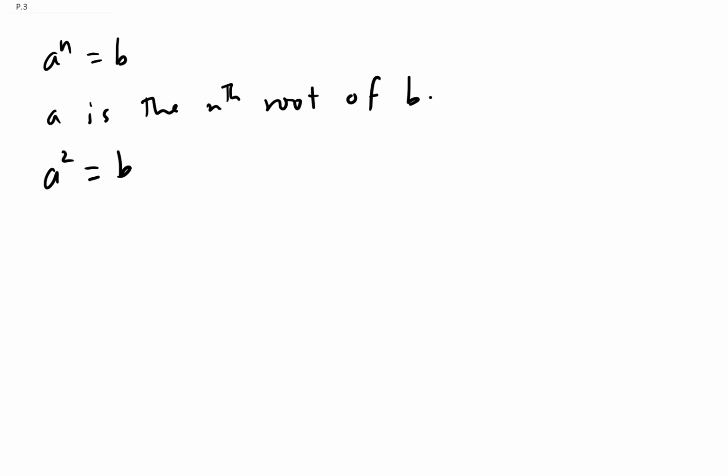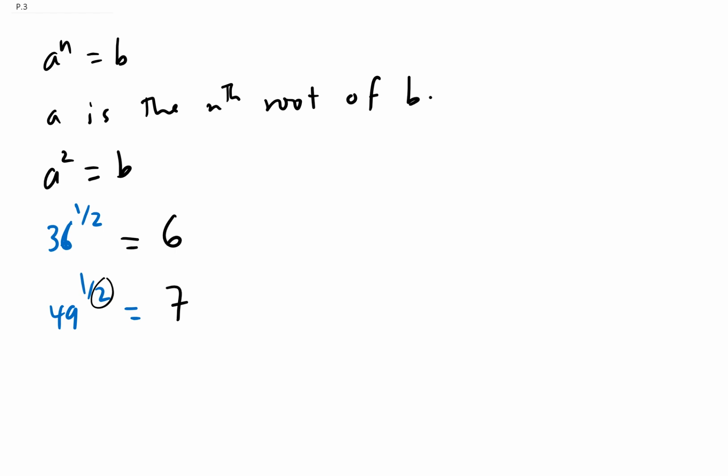So if we are asked to find 36 to the 1/2, what's the number here? If you multiply it by itself twice and it gives you 36, it's 6. If we are asked 49 to the 1/2, what's the number that multiplied by itself 2 times gives you 49? It's 7. The same thing applies for higher exponents.